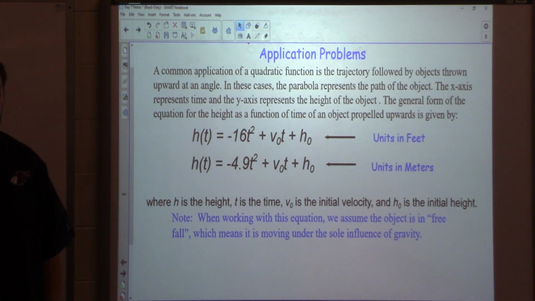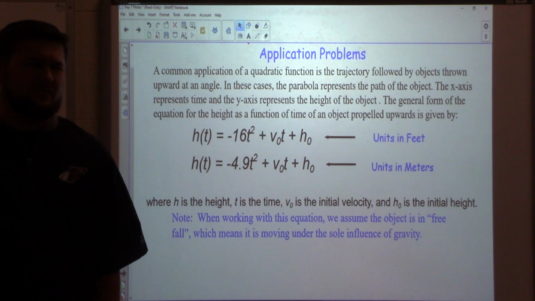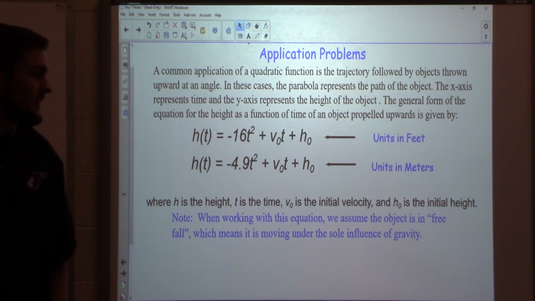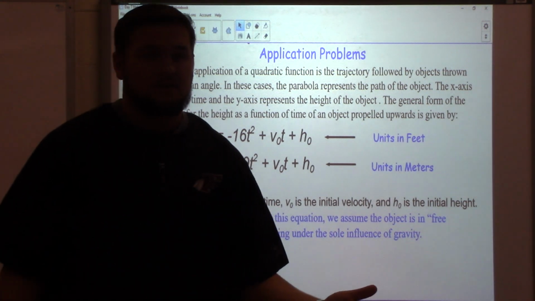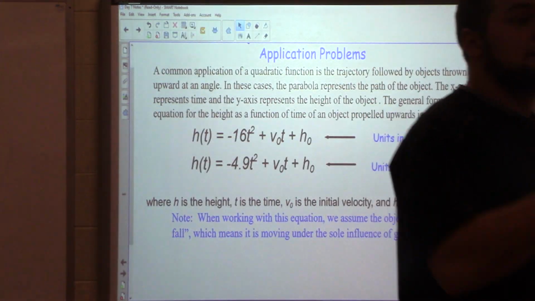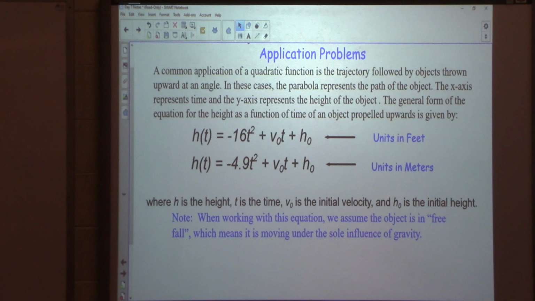Any of you guys ever taken physics? Or I don't know if you're doing chemistry or biology. But that's gravity. Negative 16 feet per second is gravity. Negative 4.9 meters per second is gravity. That's how fast or how heavily gravity is acting on something.